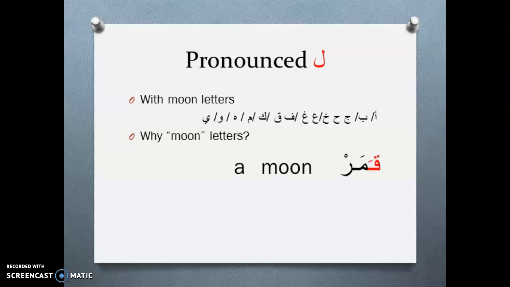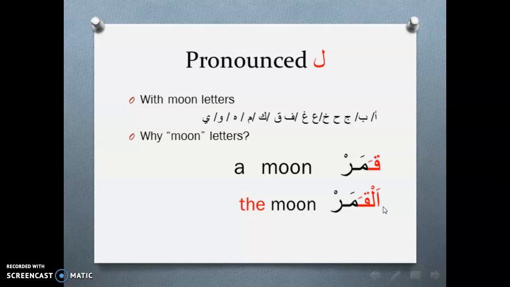Why do we call them moon letters? Because of this example. This word means a moon: Qamar. When we add alif lam, see the lam has sukun, so it is pronounced because qaf is one of the moon letters that make lam pronounced. We pronounce lam: Al-Qamar, the moon. Repeat with me. Qamar. Al-Qamar.